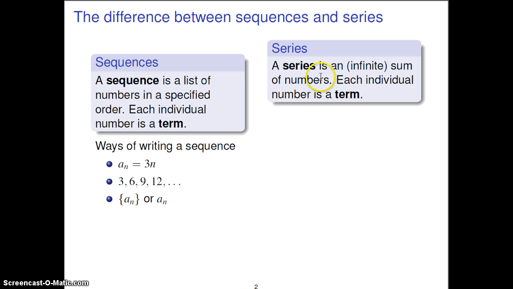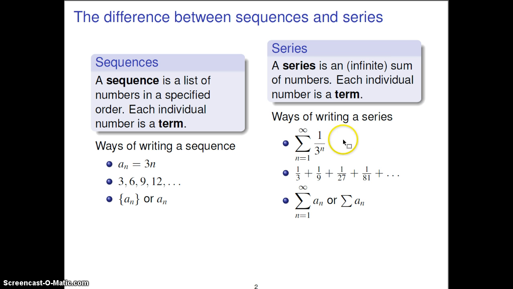In contrast, a series is adding up a whole bunch of numbers, and each individual number is again still called a term like it was over here. So you have a list of numbers, you have a sum of numbers, and here are some ways of writing down series. So here's some series, add up numbers of the form 1 over 3 to the nth power, and here's the same series written just kind of in a longhand notation. So these 2 series are the same thing. One of the terms happens to be 1 over 27. That happens to be the third term.